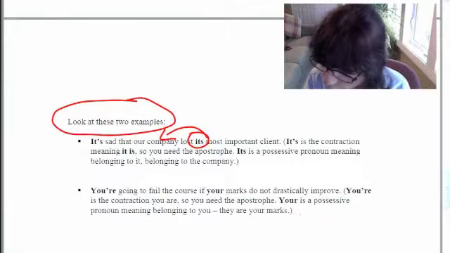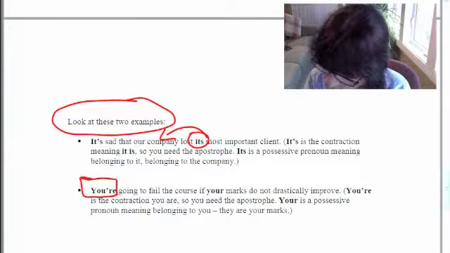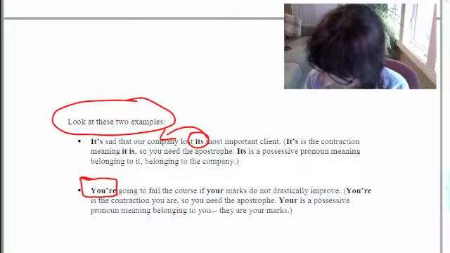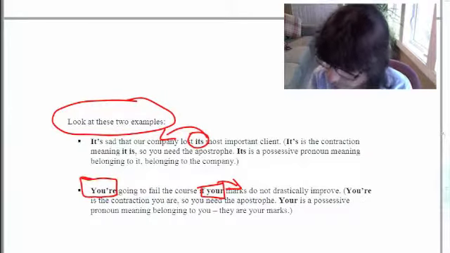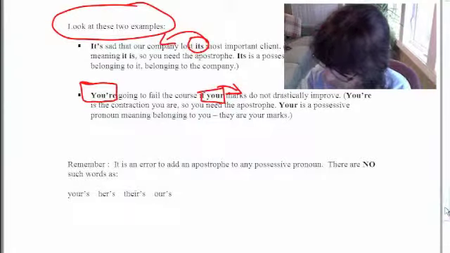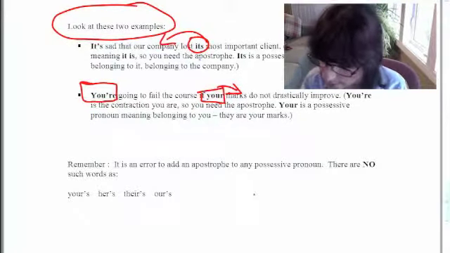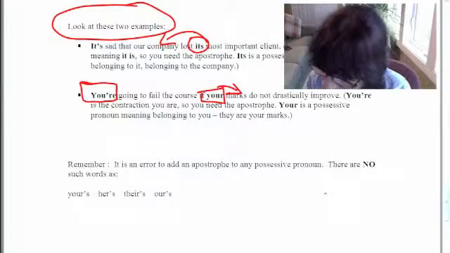In the second example: you're going to fail the course if your marks do not drastically improve. You're, you apostrophe re, that means you are. And that's what you're saying. You are going to fail the course, so you need the contraction here. If your marks do not drastically improve. Your is a possessive pronoun, means belonging to you. The marks belong to you. They're your marks.